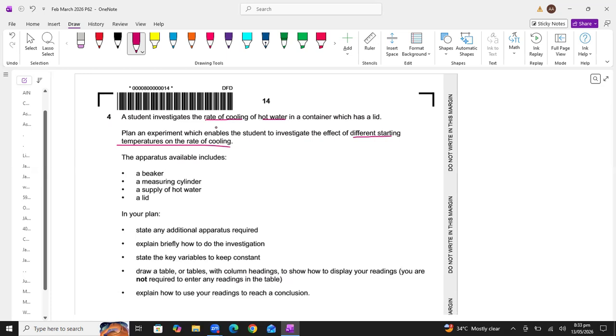Okay. Now, what are they saying? The apparatus available include, what are the apparatus, students? You can see a beaker, a measuring cylinder, a supply of hot water, a lid, and in your plan, they are saying state any additional apparatus required. So, first of all, students, we have to study what are the two variables which we are going to investigate in this experiment. Can anybody tell me what are the two variables here?